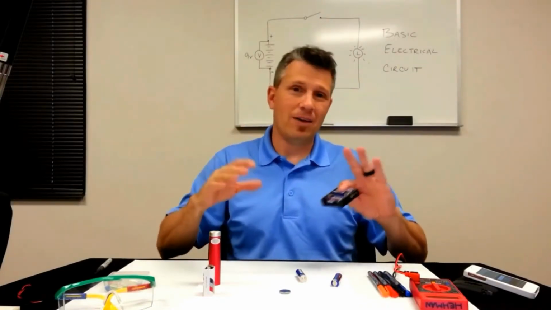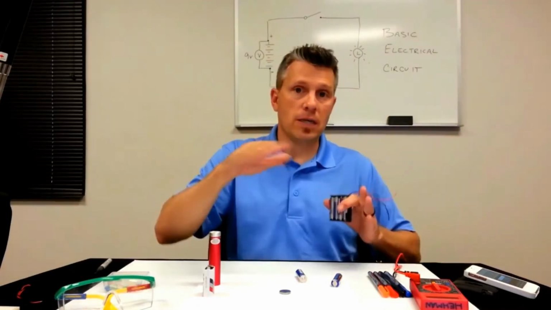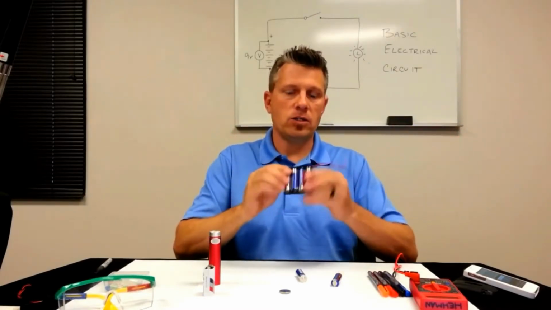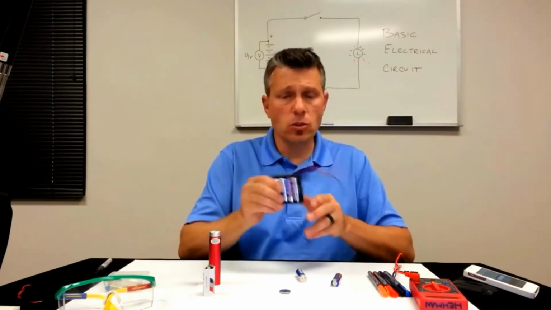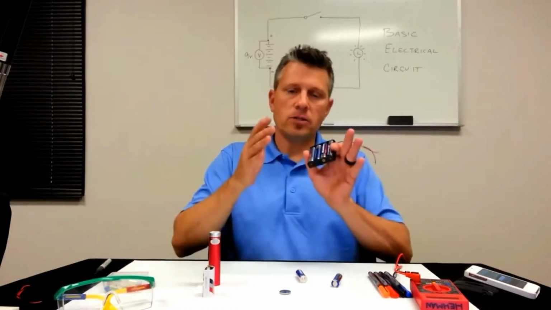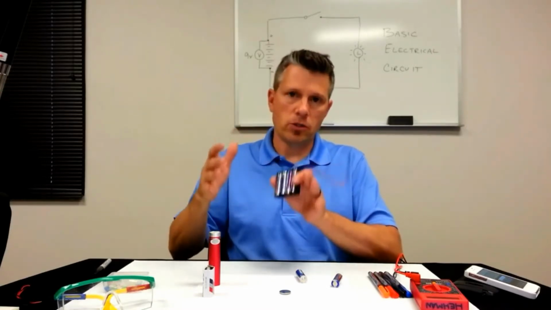A car battery is going to have something like 850 or more amps times the 12 volts. So that power is going to be a lot more than if I just have these AA batteries. So it's important to understand power is measured in watts, and that is the current, which is measured in amps, times the voltage, which is measured in volts.